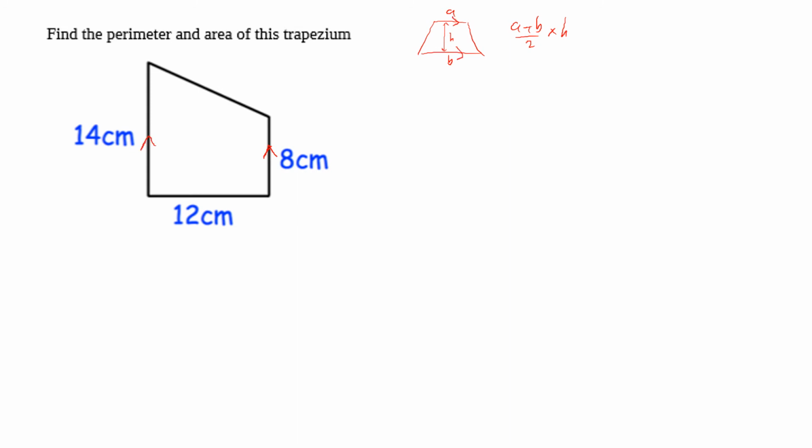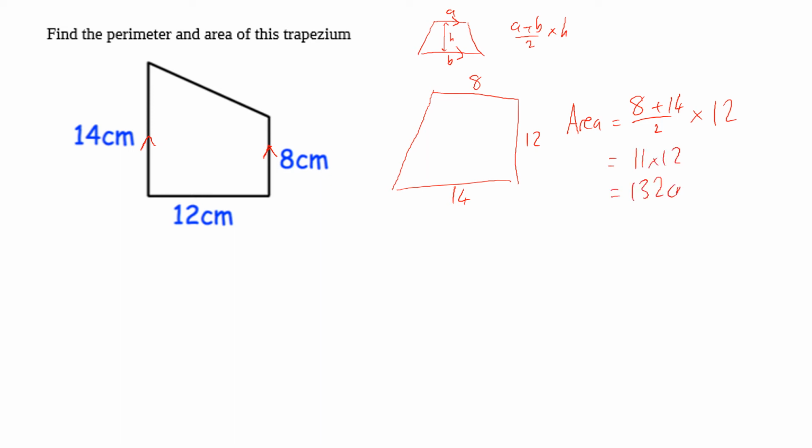So maybe it makes sense to first flip this diagram on its side and say, well, we've got 14 here, we've got 8 here, and we've got 12 here. Now you can actually find the area of that trapezium already. We've got the a, which is 8, we've got the b, which is 14, and we've got the height, which is 12. So we can just work that out. That'll be 11 times 12, which is 132 centimeters squared.